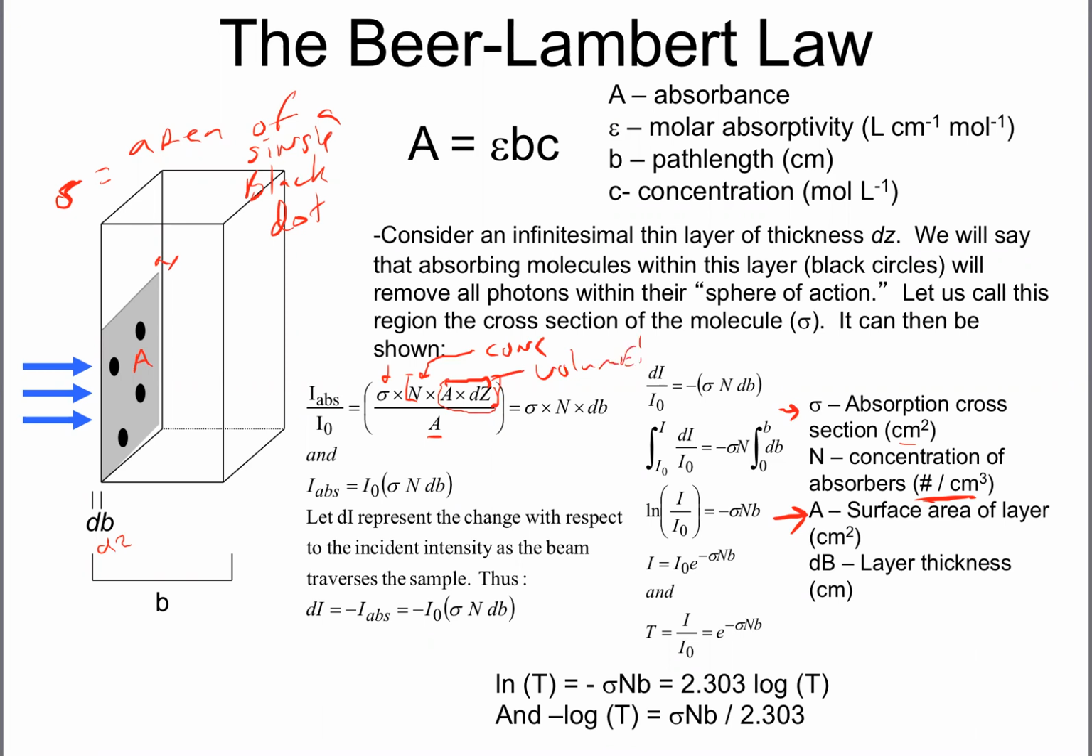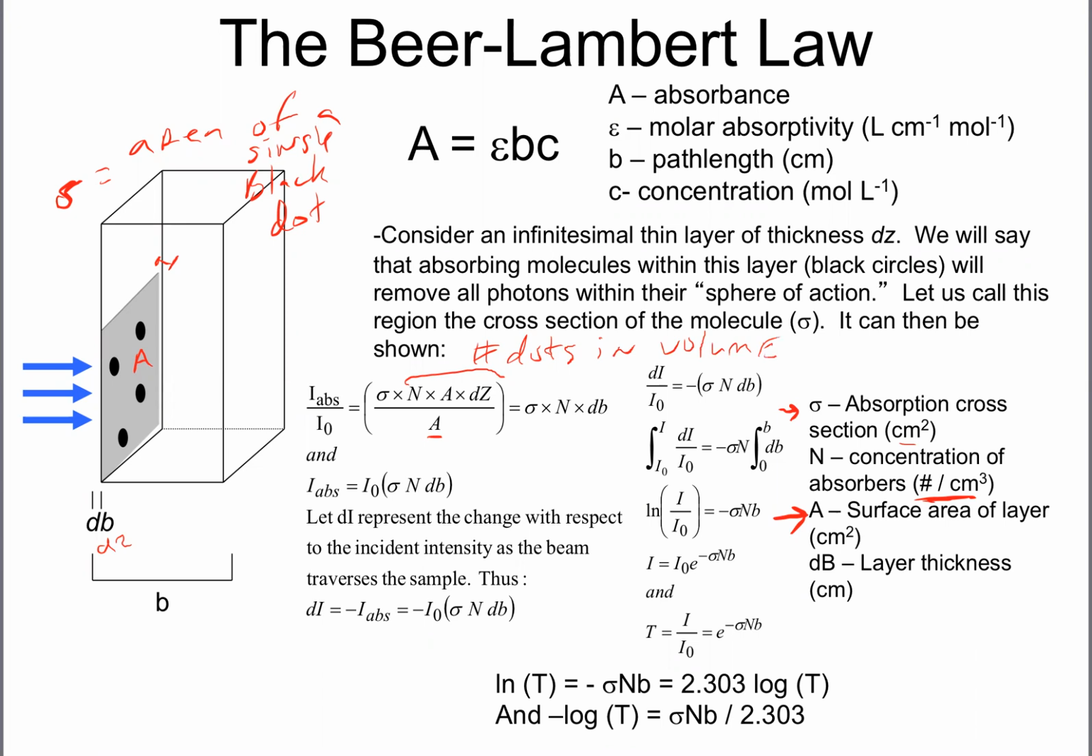So I'm going to take that volume and multiply it by the concentration, the number of dots per unit volume. When I work this math, n times a times dz works out to the number of black dots inside my volume in question, the number of light absorbing dots within the volume.